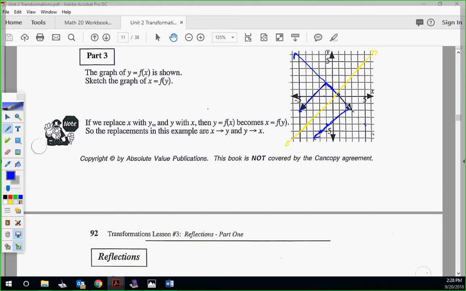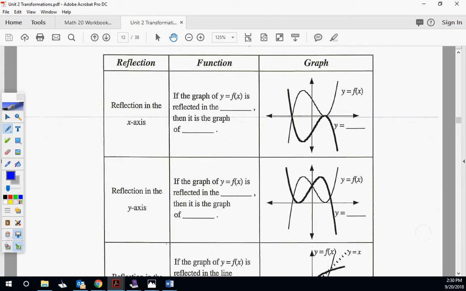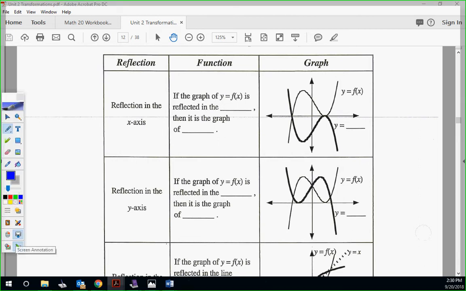All right, summary of those three things we just did. So let's fill these in. We'll do some examples and call it a day.